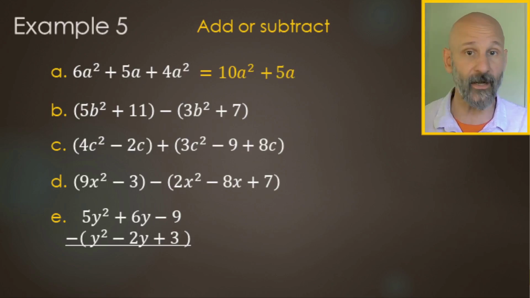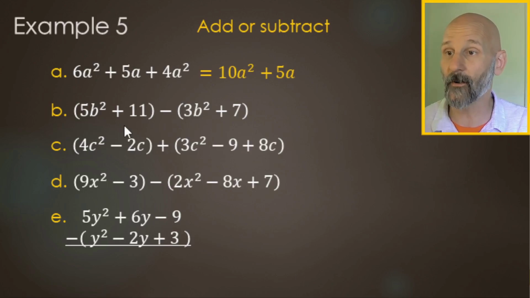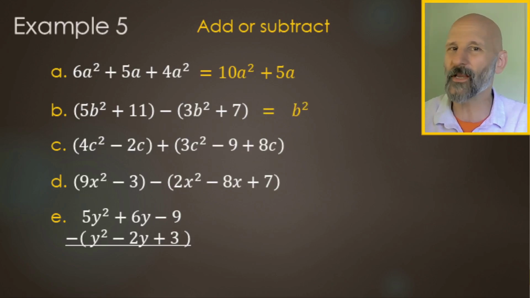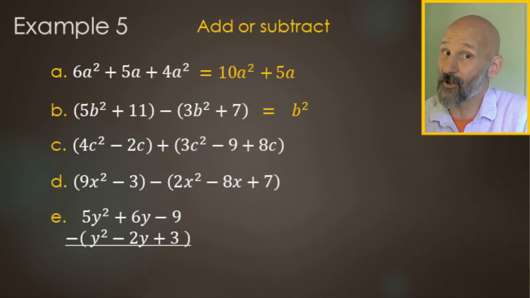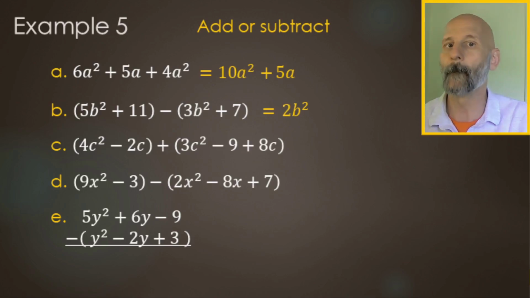Next up, letter B. Now this one's a little bit tricky because there's subtraction on it, okay? So we have 5b squared plus 11, and then minus 3b squared plus 7. Same strategy as before, start with the b squared terms, right? So here we have 5b squared, and we're gonna minus 3b squared. So if you start with 5b squared and you subtract 3b squared, you're left with 2b squared.